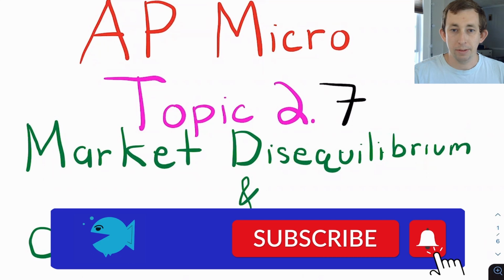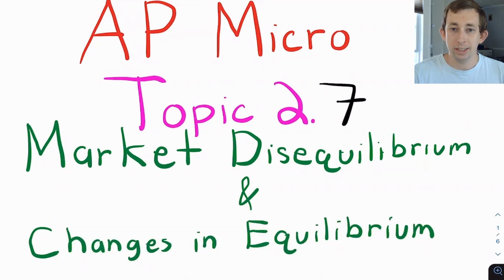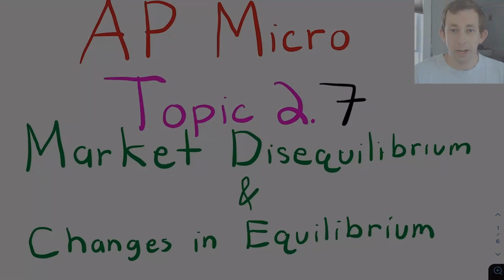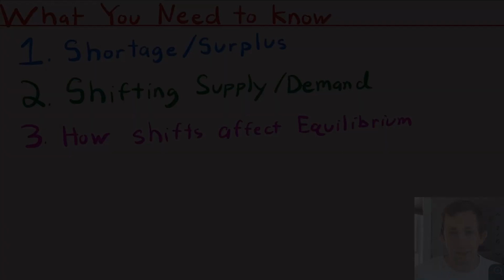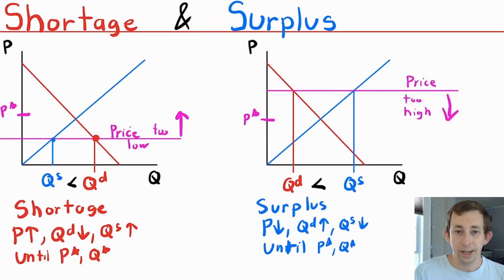Today we're talking about topic 2.7, which is market disequilibrium and changes in equilibrium. Here's what the College Board wants you to know about this topic. You need to know what a shortage is and what a surplus is, and you need to know how shifting the supply and demand curves affect equilibrium, both if you only shift one of the curves and if you shift both of the curves. Timestamps are below if you would like to jump around, but let's get right into it. Let's start talking about a shortage and surplus.